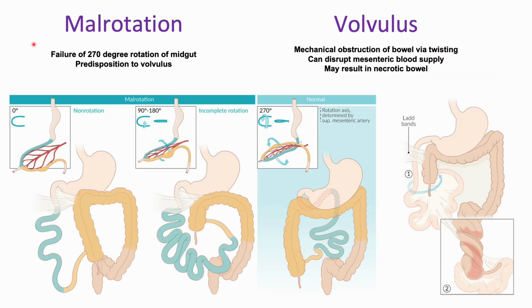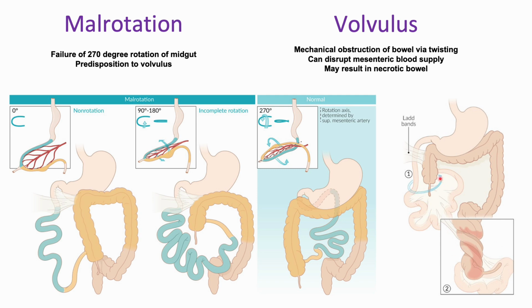Okay. In rare cases, it's possible for that 270-degree rotation that we discussed to not occur, and we refer to that as malrotation. So that's failure of that 270-degree rotation in the midgut, and it can predispose individuals to volvulus because you have connections with the mesentery that aren't established like they are in a normal adult, and volvulus refers specifically to mechanical twisting of the bowel.